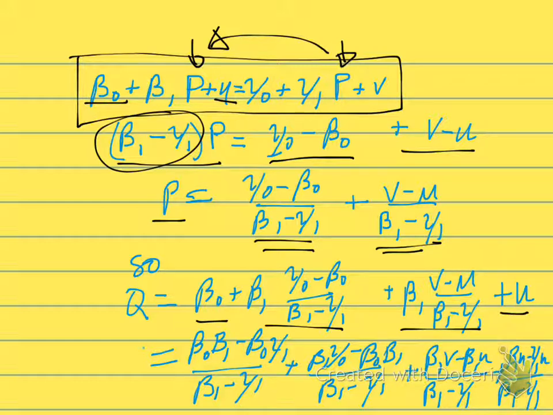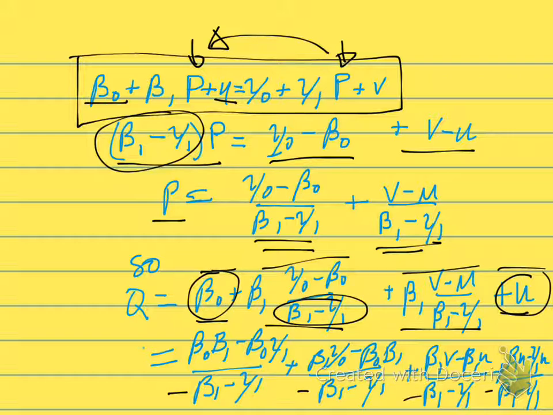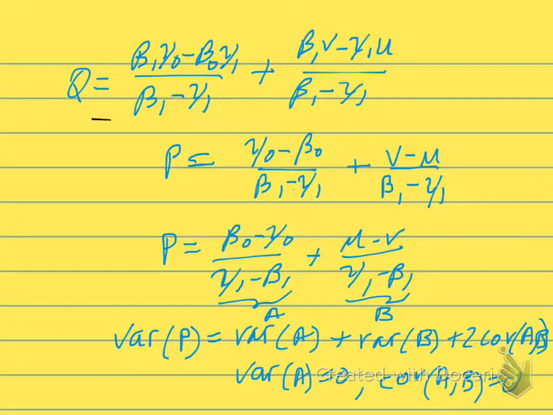Now, we have four terms here: 1, 2, 3, 4. Two of the terms have beta 1 minus gamma 1 in the denominator. So we need to multiply this term by that and divide by that, and multiply this term by that and divide by that, so that then all four terms will have beta 1 minus gamma 1 in the denominator. So we've done that here: 1, 2, 3, 4 terms. We can add them all up, and some of the terms will cancel out, and we'll get Q equal to this term. So we have P, which I've repeated here, and Q.